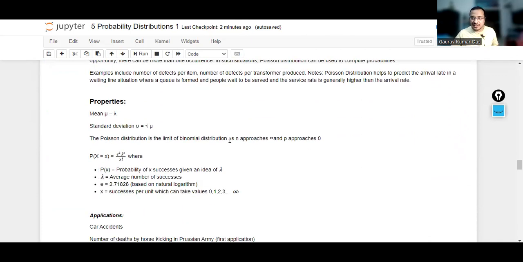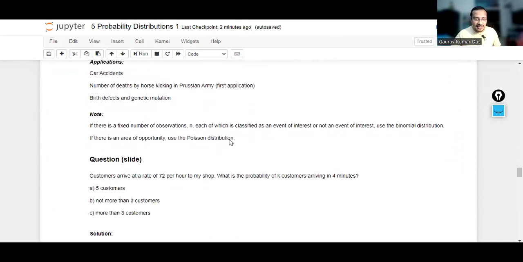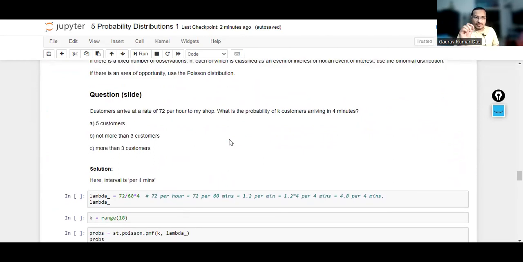We'll know what Poisson is. There is one parameter which is called lambda. Let's pick up my question. The question I'll pick up will be from the slide. The first question: customers arrive at a rate of 72 per hour to my shop. What is the probability of K customers arriving in 4 minutes? K customers arriving in 4 minutes.